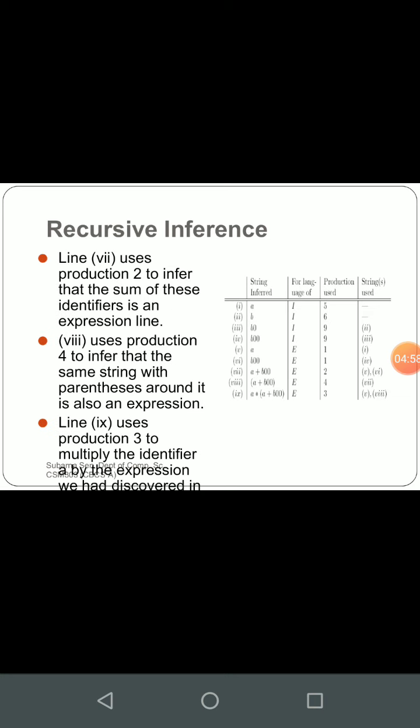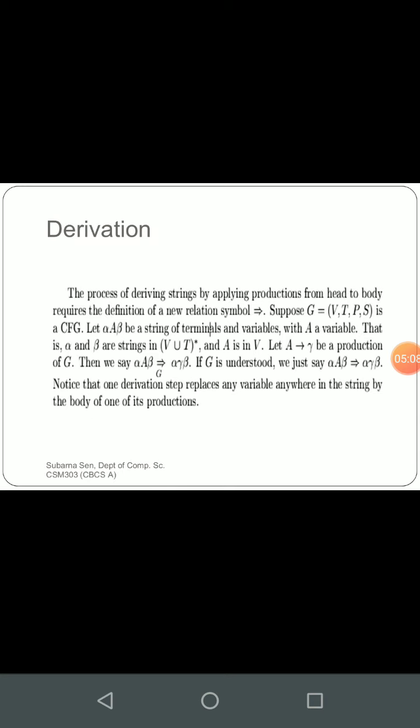Next, the other descriptions are given up to line number 9, showing how we have generated it. Just follow the slides and the concept will be clearer. Now, how does the process of derivation act? The process of deriving strings by applying productions from head to body requires the definition of a new relation symbol. What is the meaning of this? From head to body means from the start symbol to its body.